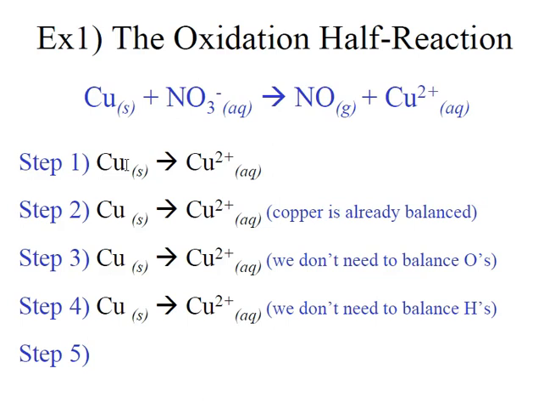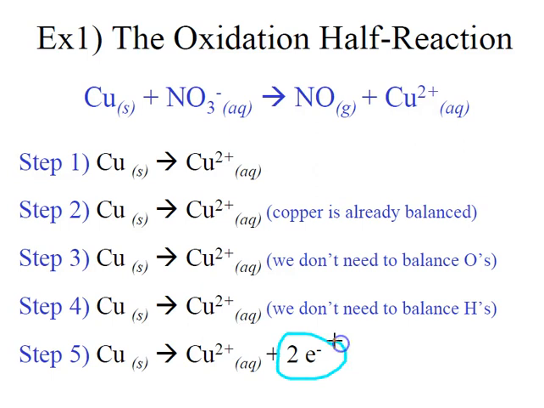Now step 5, we need to balance our charge by adding electrons. On the left-hand side, we have copper solid with a charge of 0, and on the right, we have copper plus 2 with a charge of plus 2. We need to make them equal. So we need to make the copper plus 2 equal to 0. We can do that by adding 2 electrons. This is the oxidation half reaction, so our electrons should be products. So as you see, we put 2 electrons here, and that 2 plus and those 2 negative electrons are going to equal 0. And that's good that they're on the product side because this is the oxidation, meaning they're being lost.